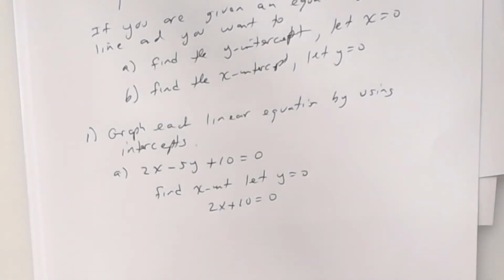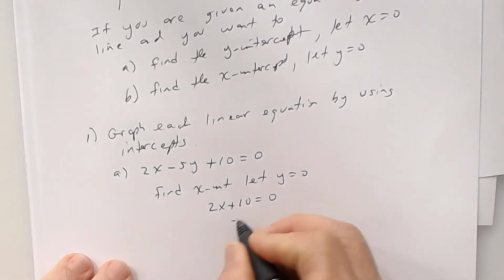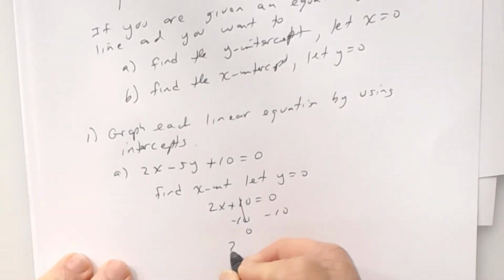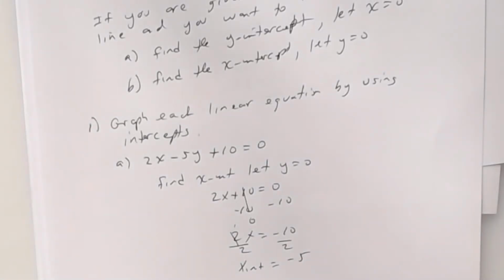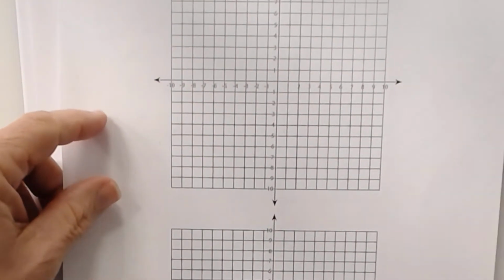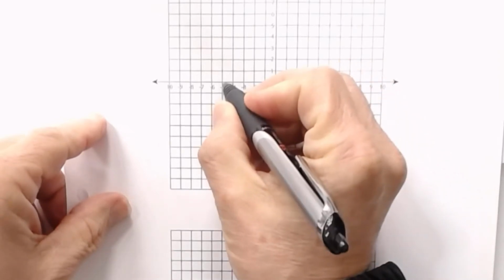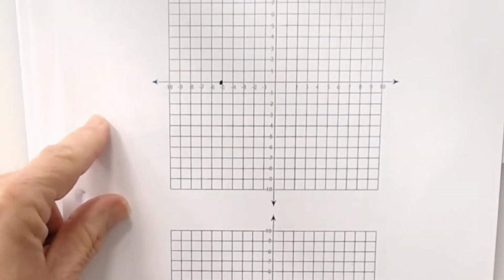And then all you do is solve for x. So how do you get x by itself? Subtract 10 from both sides. I get 2x equals negative 10. Divide by 2. And I found the x-intercept. The x-intercept is negative 5. So that's where the graph is going to cross the x-axis. So then you plot that. Take that grid paper out. The x-intercept negative 5, that's here. That's where the graph is going to cross the x-axis.